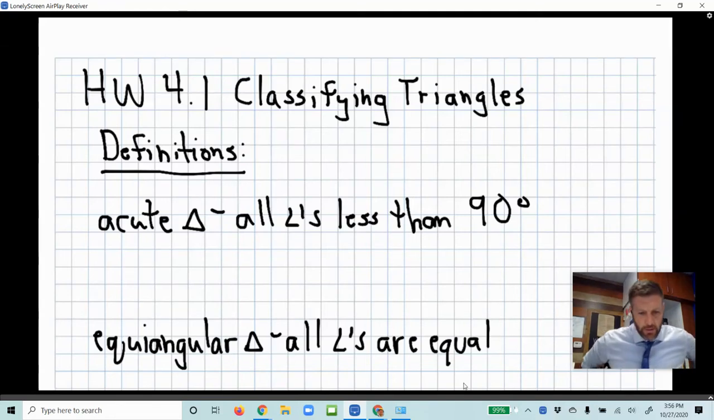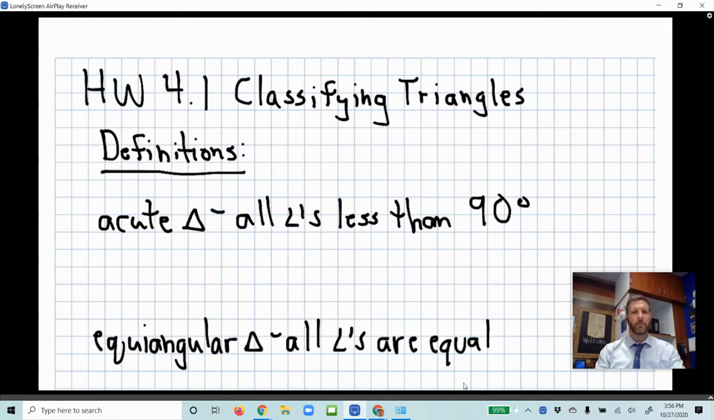Alrighty, geometry students. I know you've missed the videos. We're back because we're on a new chapter, chapter 4. This is lesson 4.1. Chapter 4 is all about triangles, and we're going to be doing a lot of proofs later in the chapter, proving triangles congruent and lots of fun like that. But first, lesson 1 is a nice little intro on just classifying triangles.